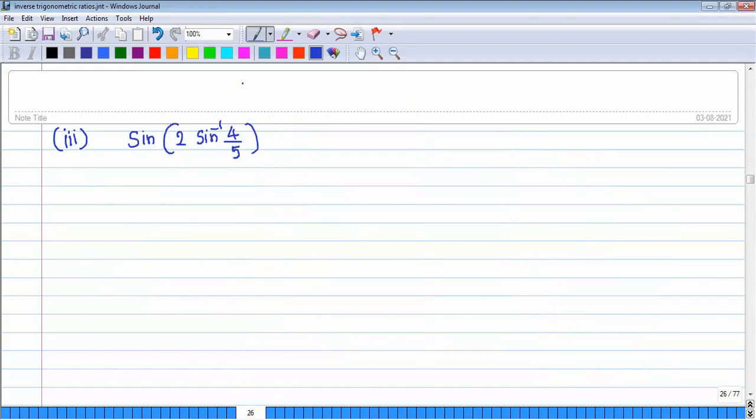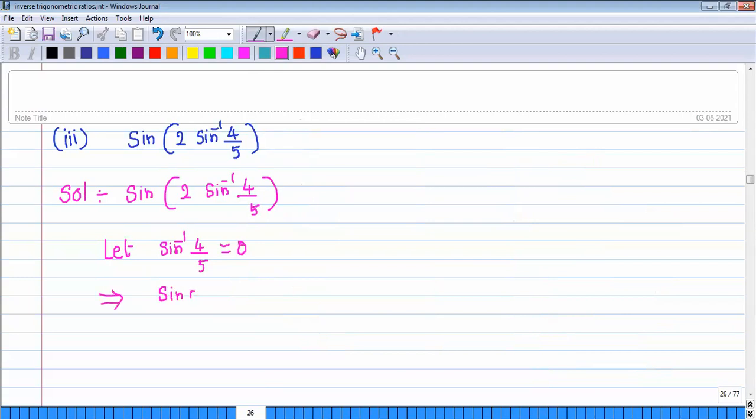Right. So let us find the value of this one. Sine of 2 sine inverse 4 upon 5. So let us say this sine inverse 4 upon 5 is equal to theta. Then what do you get? Sine theta equals 4 upon 5.